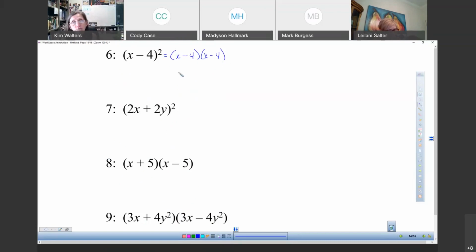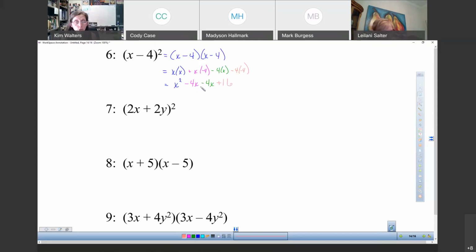Okay, so now we can FOIL it. So we can do first, so x times x, okay? Outside, so we have x times negative 4. Inside, so I have negative 4 times x. And last, so I have negative 4 times negative 4. Now watch what happens. I clean this up. X times x is x squared. I have minus 4x. I have minus 4x. And I have plus 16.